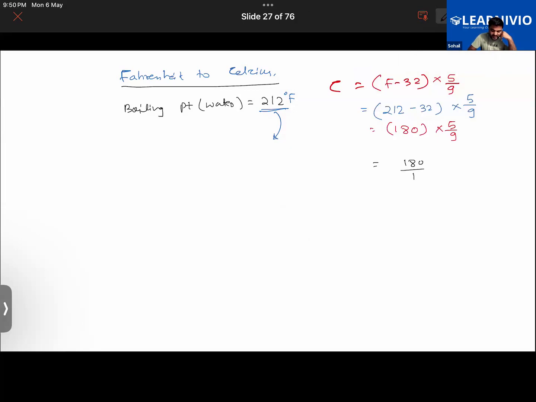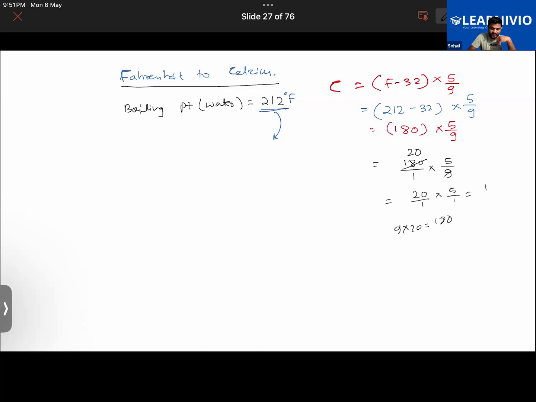Can I write it like this? 180 upon 1 multiplied by 5 upon 9. When fractions are in multiplication, if the numerator and denominator cancel each other, you cancel them. So 180 will be cancelled by 9 how many times? 9 cancels 180 by 20 times. 20 nines are 180. So you are left with 20 upon 1 multiplied by 5 upon 1.